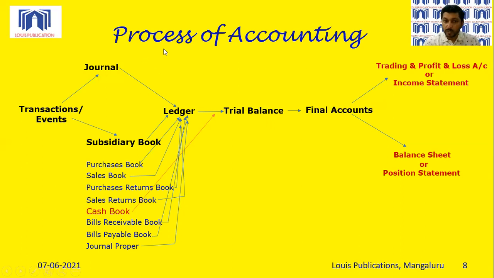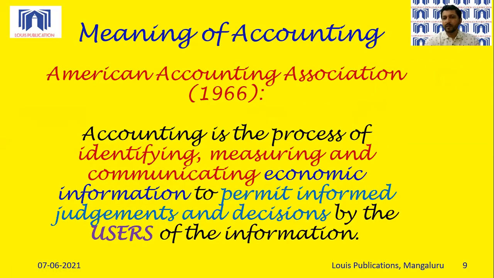Now let's focus on this word, process of accounting. Let's understand what the subject matter accounts is made up of. Meaning of accounting. There are meanings given by the American Institute of Certified Public Accountants in 1941 and also in 1972. But in comparison to both those meanings, the meaning of accounting as given by the American Accounting Association in 1966 is very, very relevant. What does the American Accounting Association say about the meaning of accounting? Accounting is the process of identifying, measuring, and communicating.